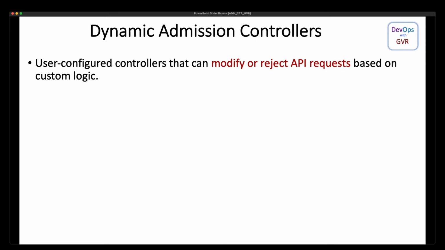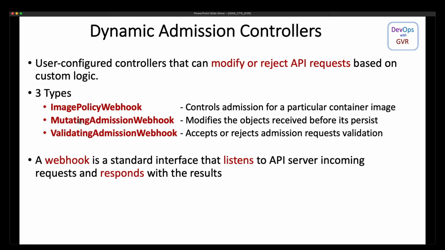Dynamic admission controller means what? It's a user-defined admission controller that can modify or reject an API request based on some logic, right? Similarly, like mutating and validating. In the mutating one you do the modification, in the validating one you reject the API request. That's what we learned. Then second, there are three different types of this dynamic admission controller.